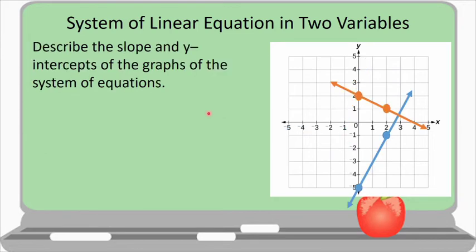Okay, let us have another example for the system of linear equation in two variables. So we are given the task here to describe the slope and the y-intercepts of the graphs of the given system of equations. So now let us take a look with this graph. So first, let us get the slope and the y-intercept of this first line here, colored blue, or the first graph, so the slope is positive 2.